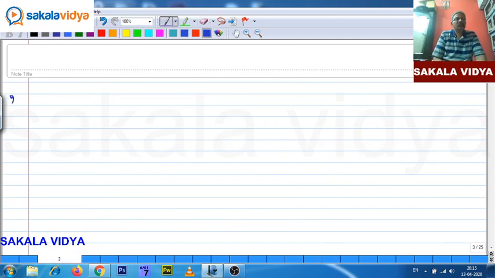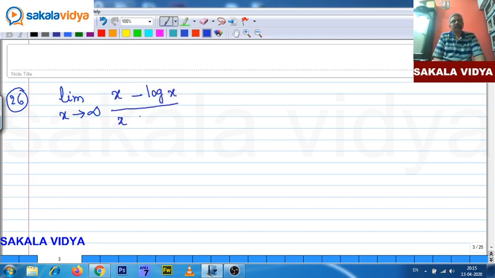So, 26th question, limit x tends to infinity x minus log x by x plus log x. This is the question.